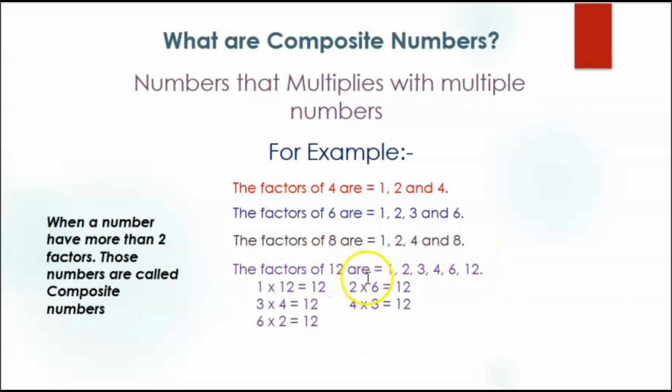The factors of 12 are 1, because it comes in the table of 1. 2, because 2 times 6 is 12. Another factor is 3, because 3 times 4 is 12. Another factor is 4, because 4 times 3 is 12. Another factor is 6, because 6 times 2 is 12. And the number itself, 12 times 1 is 12. Remember guys, when a number has more than two factors, those numbers are called composite numbers.